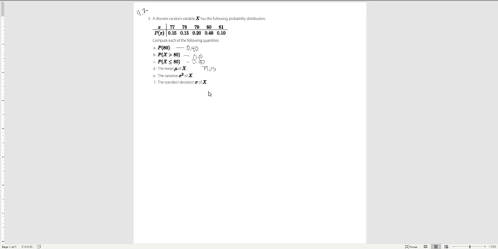If we're looking at the variance of x, so sigma squared, here we would go through and look at the definition and find the equation for that one. Sigma squared equals the sum of x squared times the probability of x, minus the expected value squared. Going through and doing that, we wind up with 22.2824.